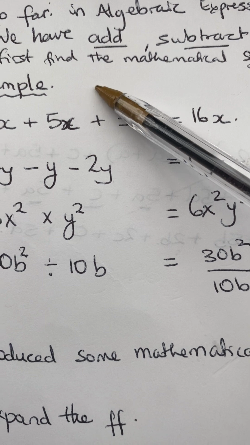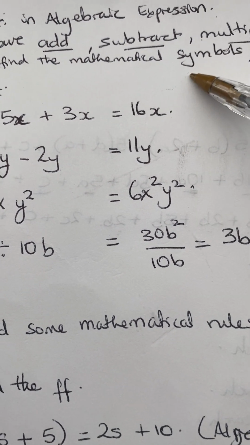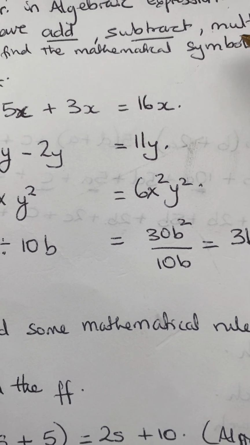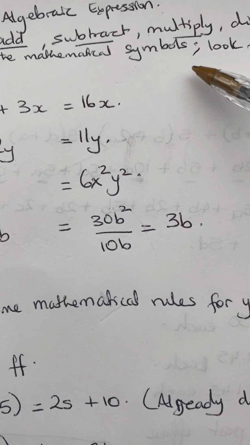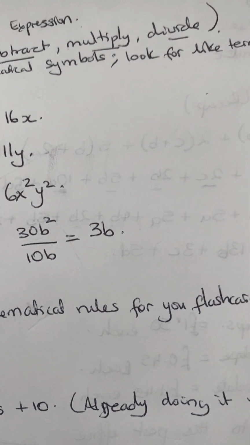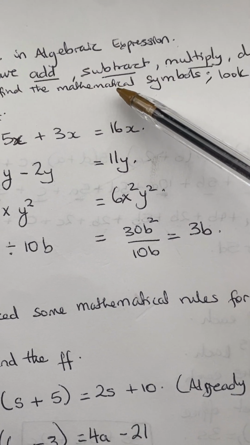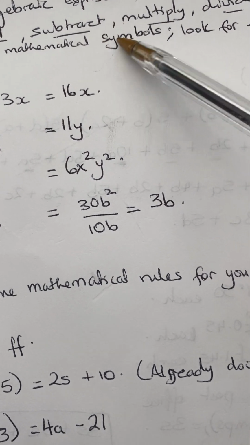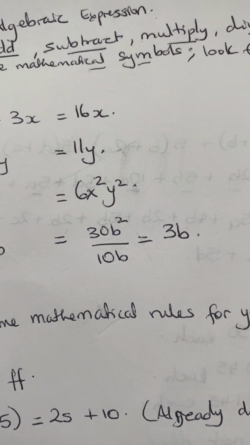First, you find the mathematical symbol. So if you are adding, you know how to add by now. Simple algebraic expressions. If you are subtracting, you know how to subtract. And if you are multiplying or dividing, you know how to do that as well. So first, what you do is you look at the mathematical symbol, okay? That is what you need when you get an algebraic question.